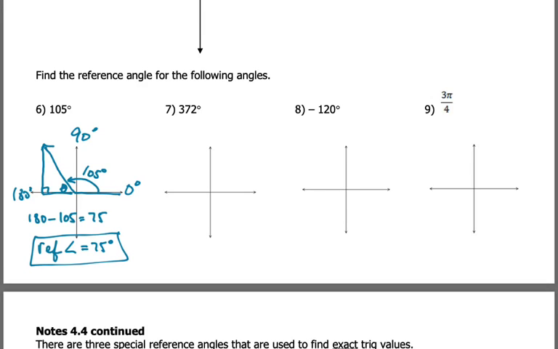All right, for 372, remember this is 0, this is 90, this is 180, this is 270, and then when you go a full circle, that's 360. So it looks like to me we've gone a full circle and then another 12 degrees to put our terminal side right there. So this is our reference angle right here. This is our theta. It's formed by the closest x-axis and that terminal side. So to get the reference angle, we're going to take 372 minus 360, and we get 12 is our reference angle.